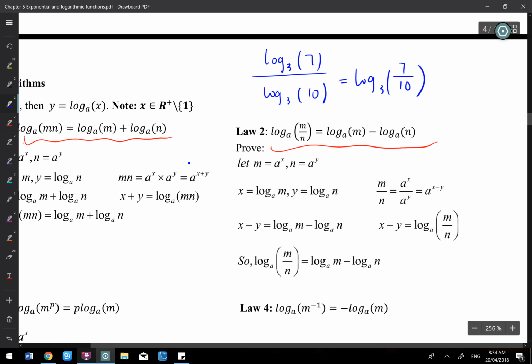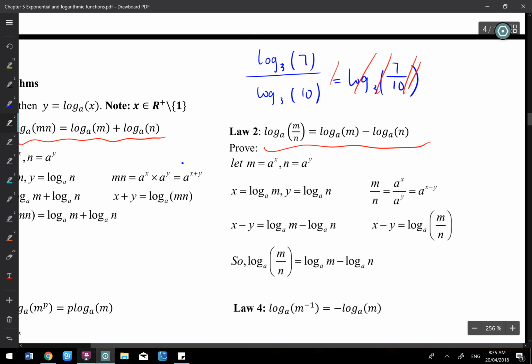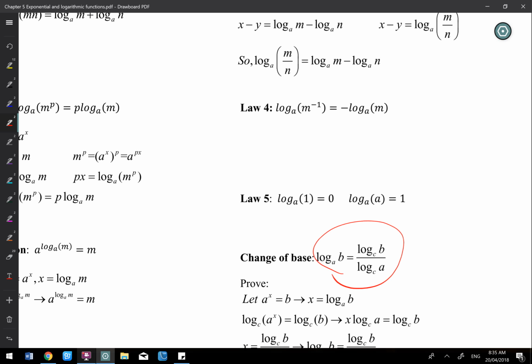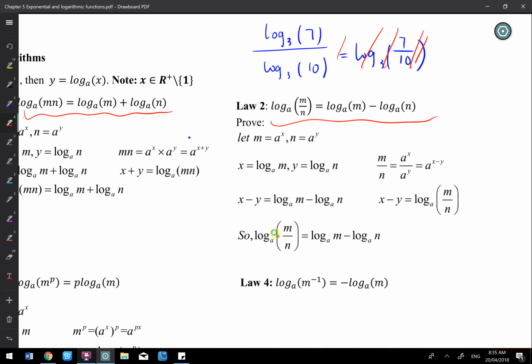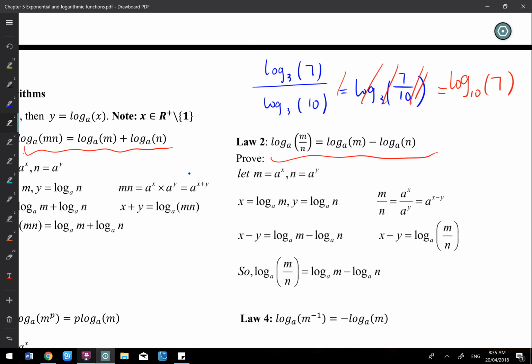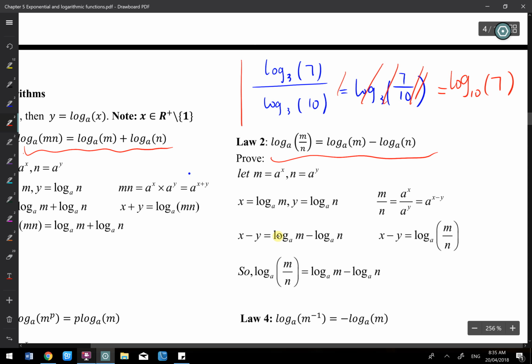Well, we can use one rule. Which one could we use? We can use the change of base. When you have the same base, one log divided by another log, you can use the change of base formula. So you can make that become log base 10 of 7. That's all right because we have that rule. Same base divided by same base, we can change it to one log. That's something we can do, but not that one.